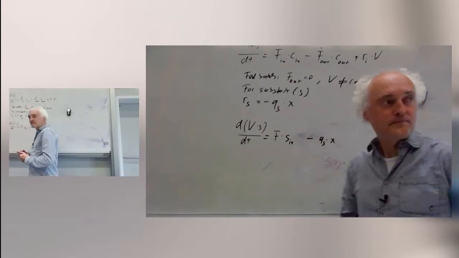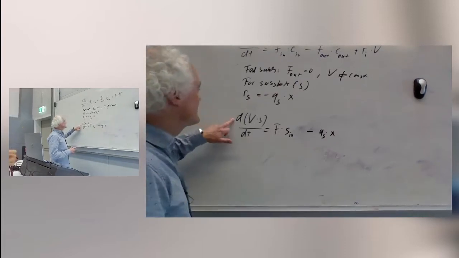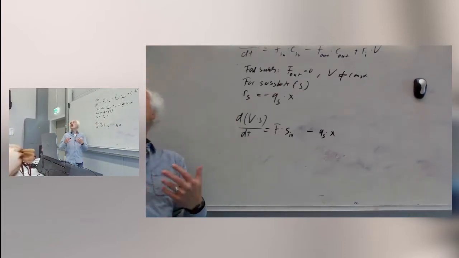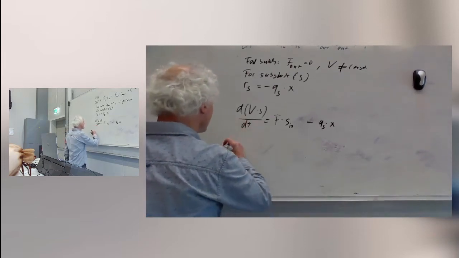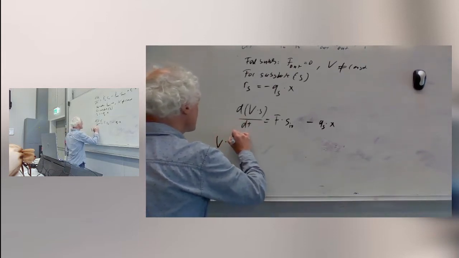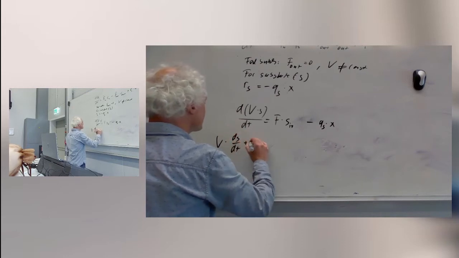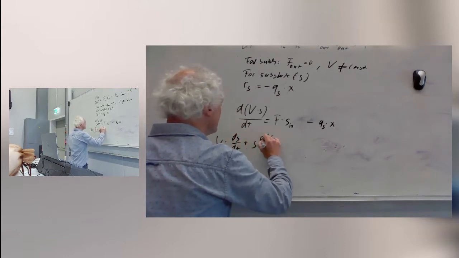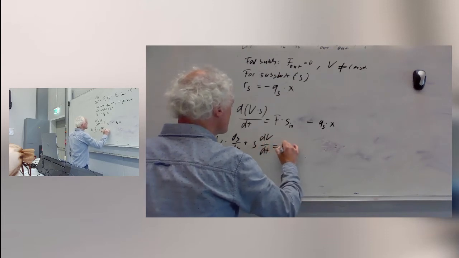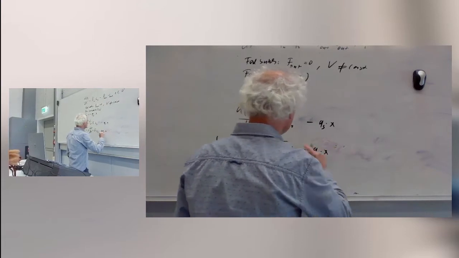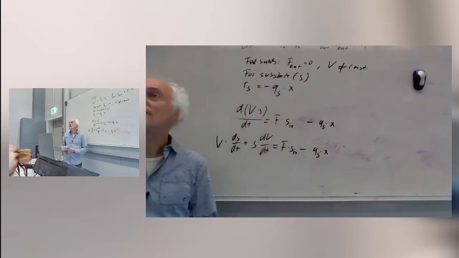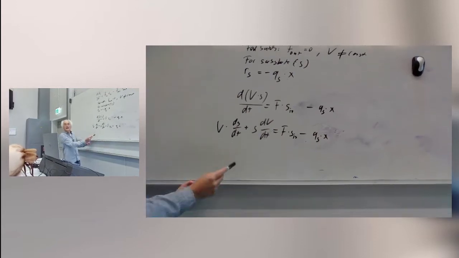So now, we said d(VS)/dt, so now the volume is not constant. So we cannot pick out this simply from this differential. But what we can do, you have learned in math, I can write this as V times dS/dt plus S times dV/dt is equal to F times S in minus Qs times X. Of course, this is the F in. So this is how I can write it.